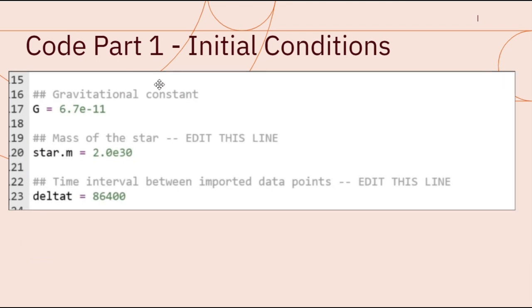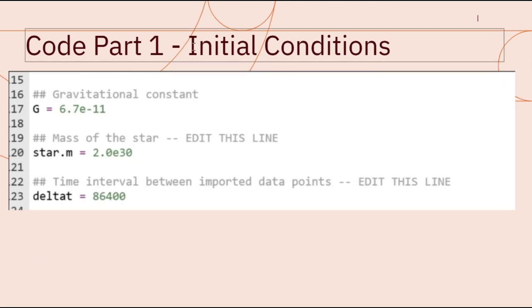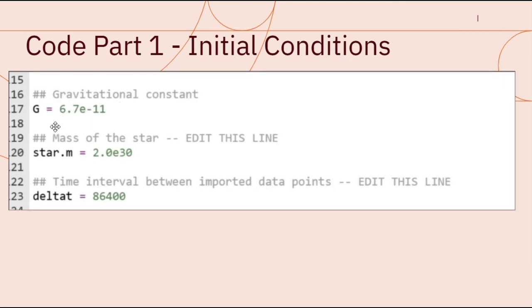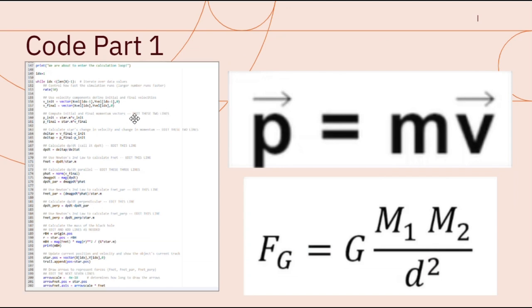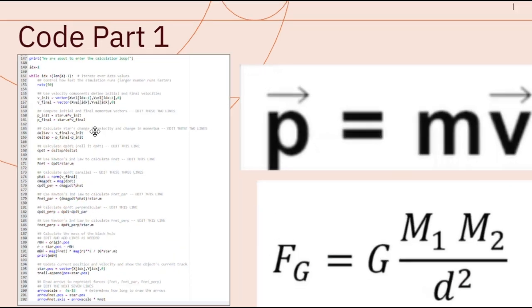And you can see that in the code here. So we also declared our initial conditions: gravitational constant, star mass, delta t. Here are the formulas we used for part 1 and the code right here.